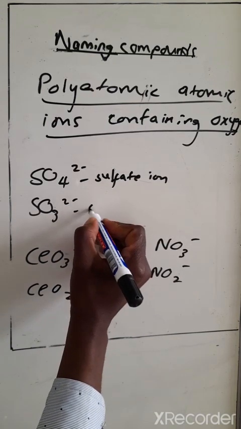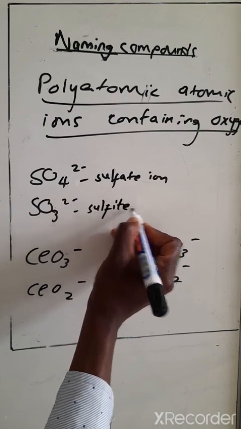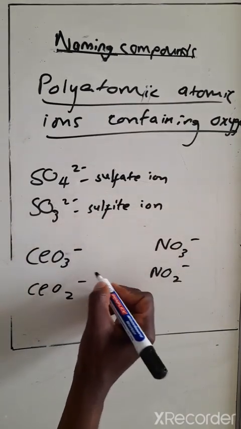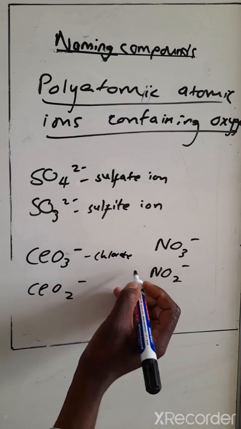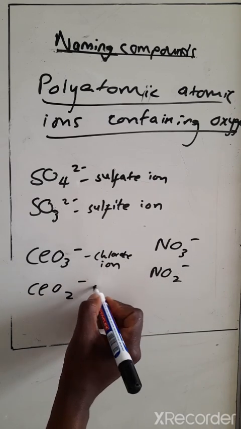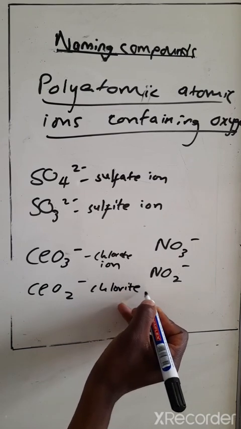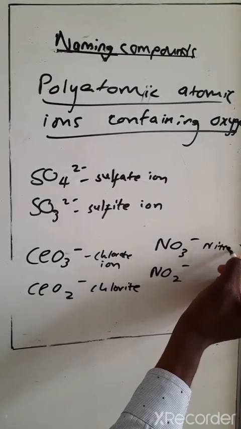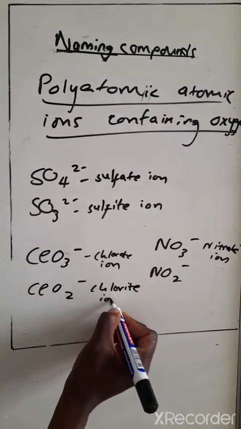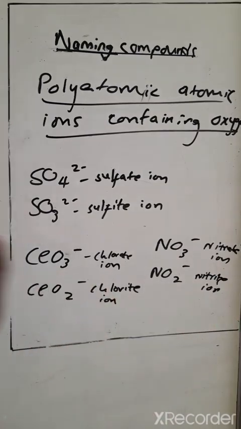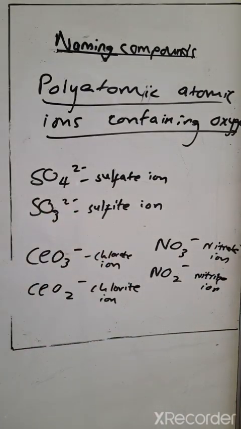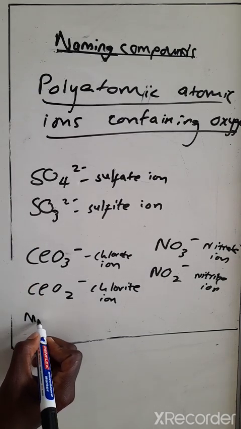So now this is sulfide ion, okay, and then this is chlorate ion. Okay, and this is chloride, and this is nitrate ion, and this is nitrite. Okay, I'm just trying to show you one of the ways in which you can memorize these polyatomic ions. I know that is not easy, okay, but you have to.